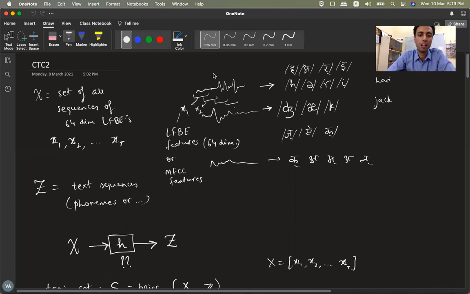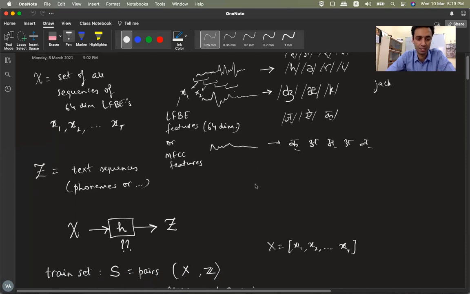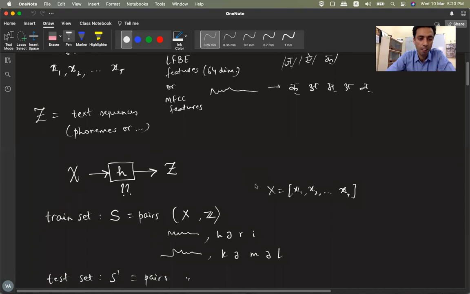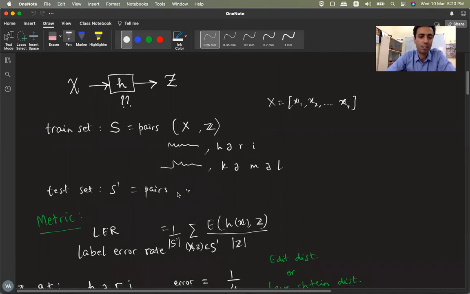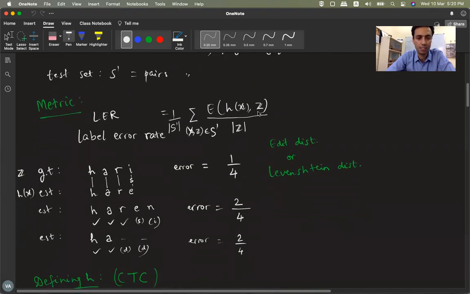So we are learning mapping H from this representation, which is a sequence of vectors, to a sequence of labels, sequence to sequence transduction or sequence to sequence learning. Now I have a training set, which is capital S, of the pairs audio as well as the label. And similarly, I have a test set, some other audio and the corresponding labels. The metric is to minimize the edit distance, which is the number of substitutions, deletions, or insertions. I think I can mention here.